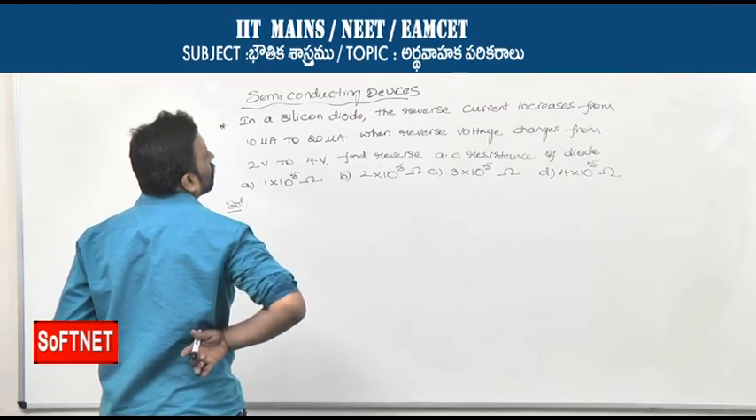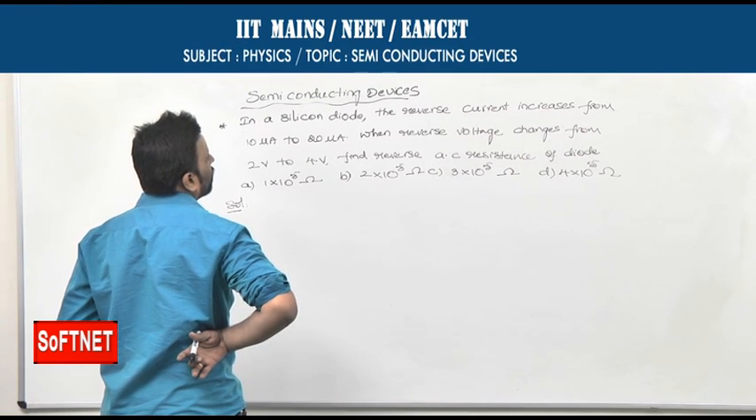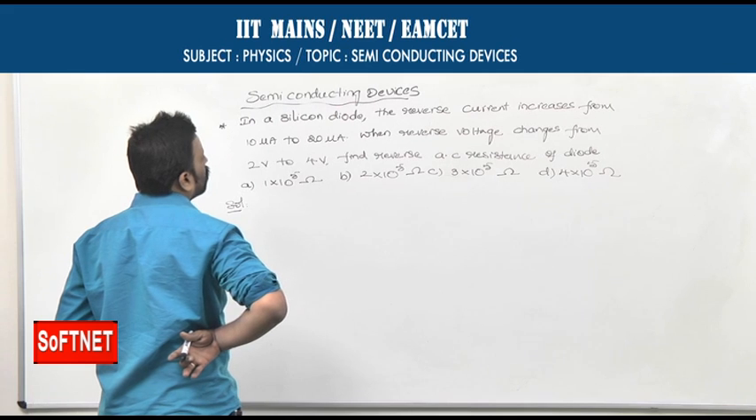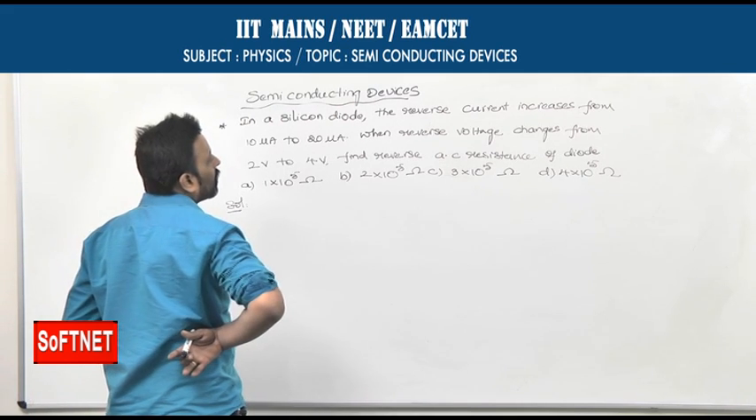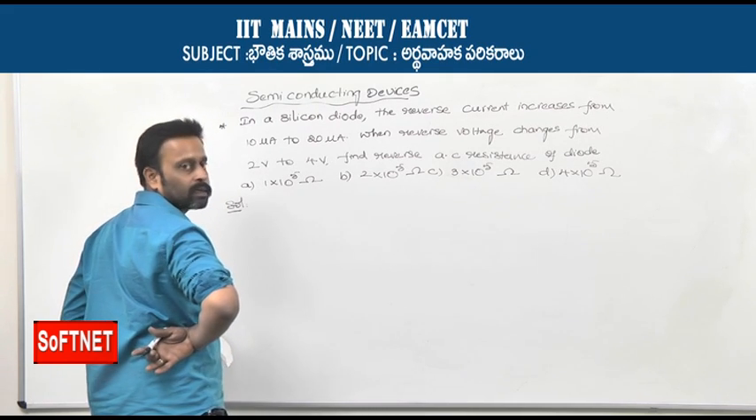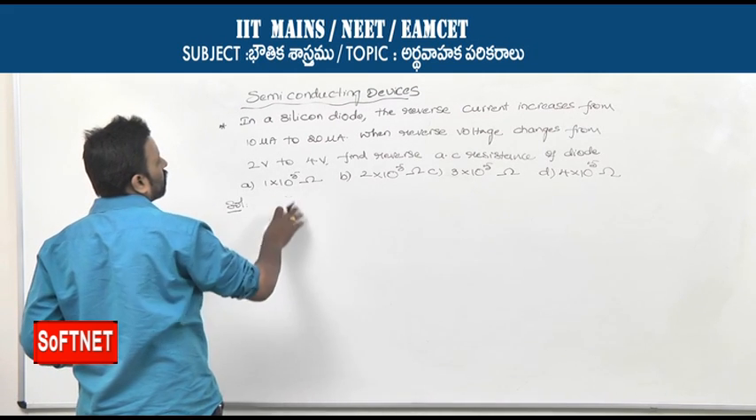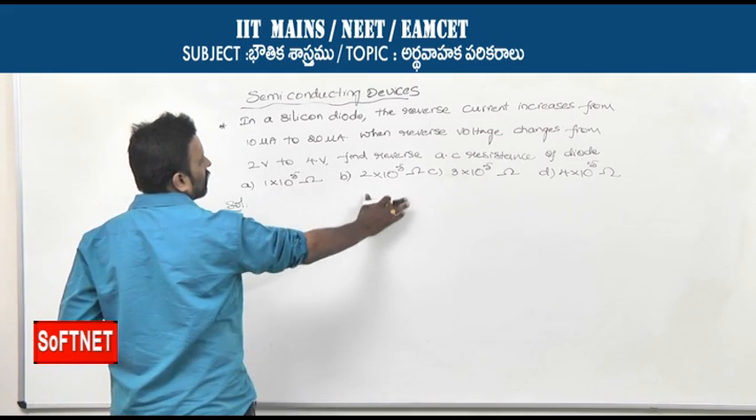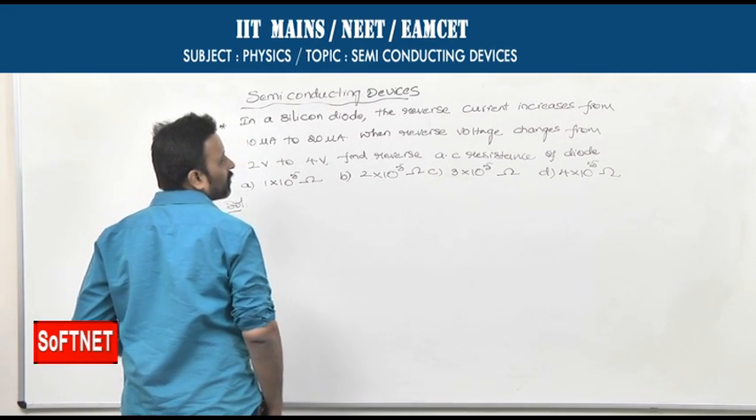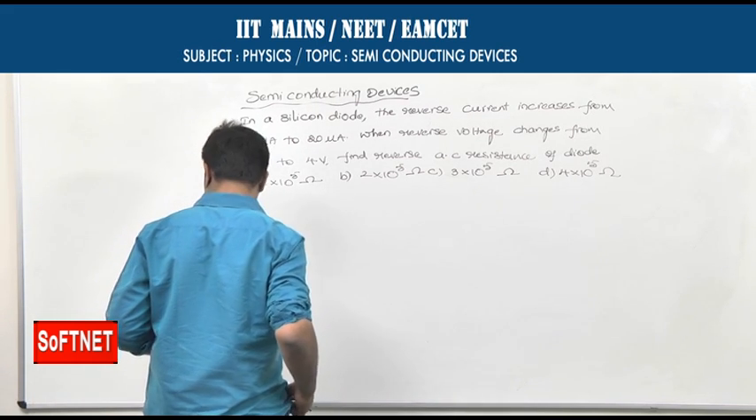In a silicon diode, the reverse current increases from 10 microamperes to 20 microamperes when the reverse voltage changes from 2 volts to 4 volts. Find the reverse AC resistance across the diode. The given options are 1 into 10 power 5 ohms, second option 2 into 10 power 5 ohms, third one 3 into 10 power 5 ohms and last option 4 into 10 power 5 ohms.